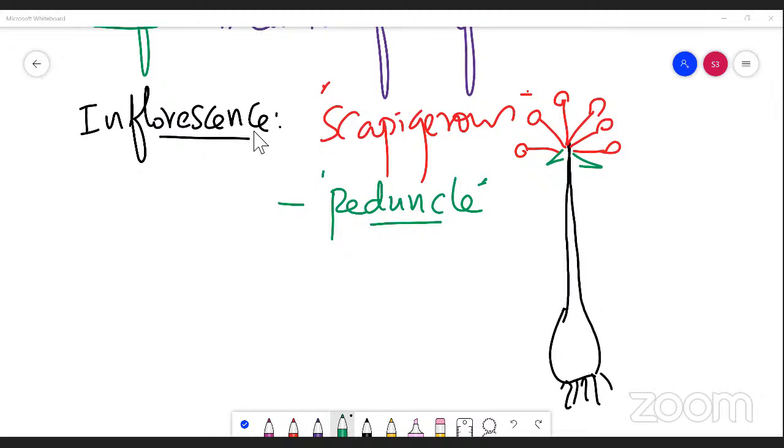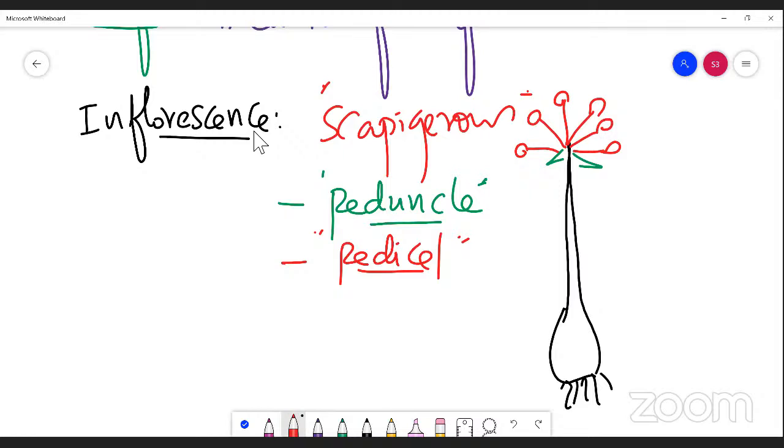This scapigerous inflorescence consists of a very long peduncle. Peduncle is nothing but the stalk of the inflorescence. Now, this peduncle bears a group of flowers, and all the flowers are equal in length. Every flower consists of a pedicel. The pedicel is nothing but the stalk of the flower. So here you can see there are a number of flowers. Each flower is carried by an equal length of pedicel, I mean the stalk of the flower.